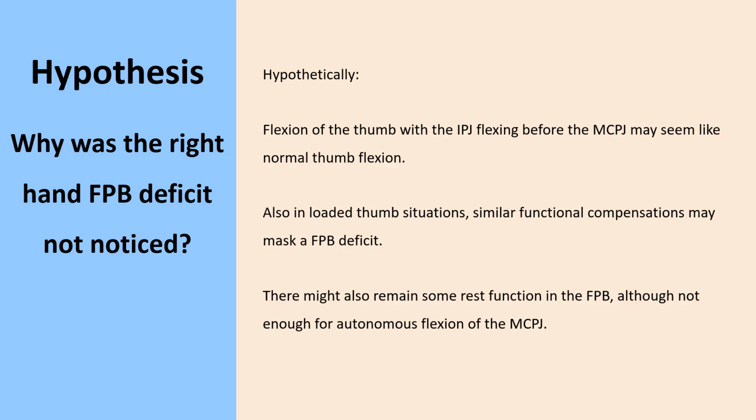In conclusion, why was the flexor pollicis brevis deficit not noticed? Hypothetically, thumb flexion with the IP joint flexing before the MCP joint may seem like normal thumb flexion. Also, in loaded thumb situations, similar functional compensations may mask a flexor pollicis brevis deficit. There might also be some remaining function in the flexor pollicis brevis, although not enough to flex the MCP joint autonomously.